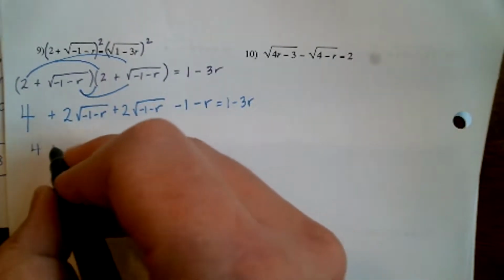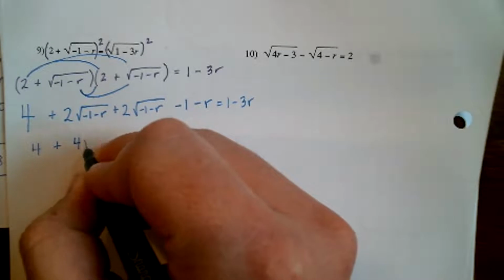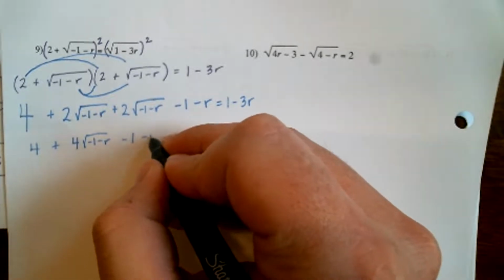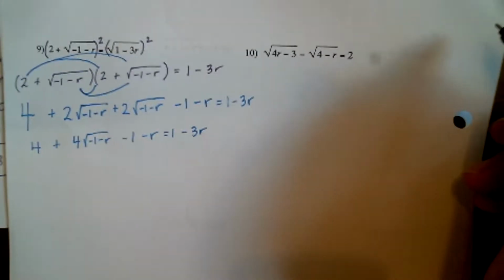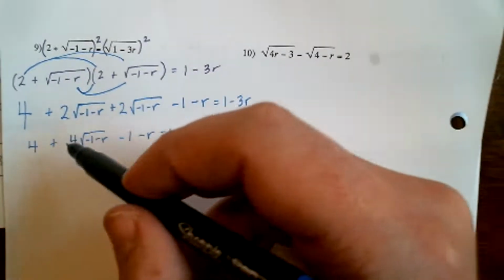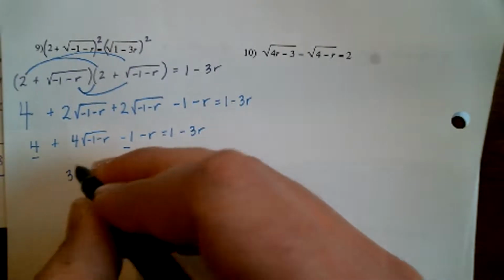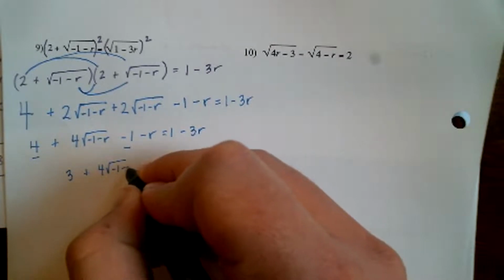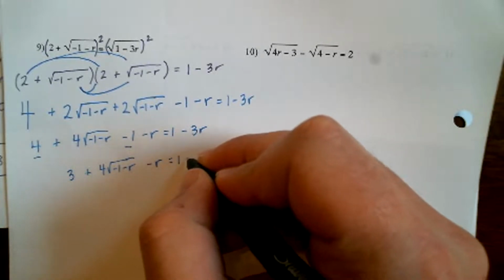So 4 plus, treat these like they're variables, and then I can say 4 radical negative 1 minus r, and then minus 1 minus r equals 1 minus 3r. Then I can start dealing with this over here. So I can say 4 and negative 1 would be 3. 3 plus 4 radical negative 1 minus r. And don't forget about this minus r. Minus r equals 1 minus 3r.